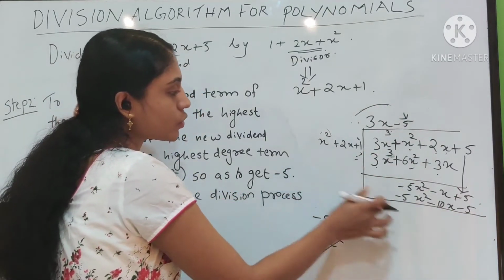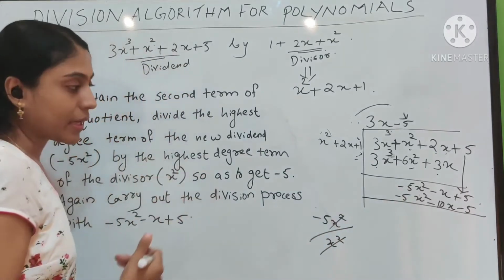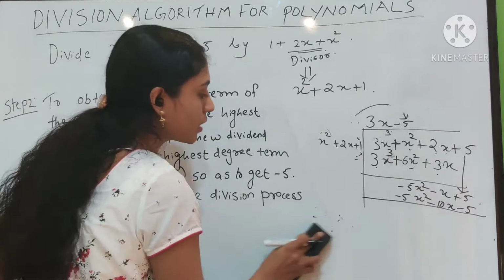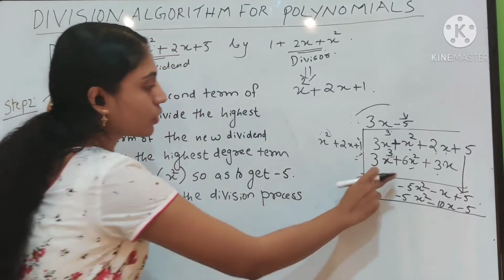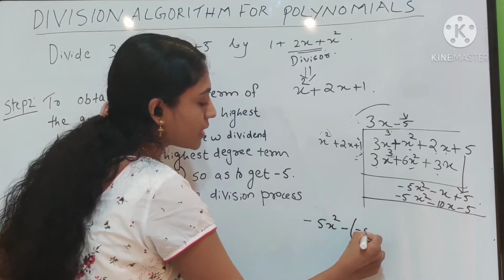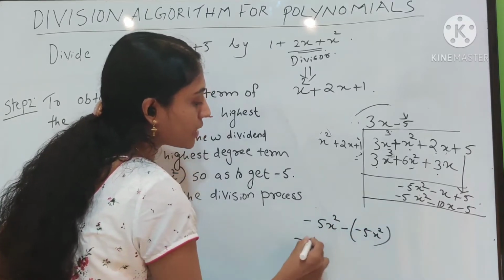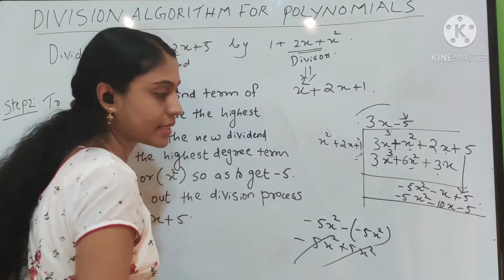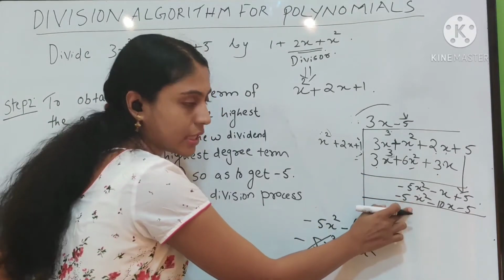Now our next process is to do subtraction, right? So we can do subtraction, right? So minus 5x square minus of minus 5x square. What is the answer? Minus 5x square plus 5x square, 0, right? Minus and plus get cancelled. So x square term becomes 0.